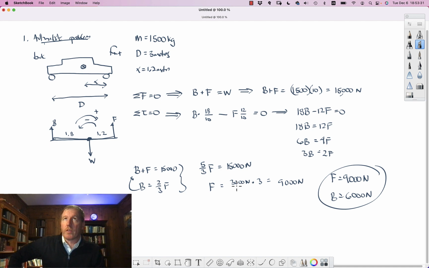Well, you take the sum of the forces as 0 and the sum of the torques as 0. The sum of the forces being 0 gives you B plus F equals W, and the sum of the torques equals 0 gives you 18B minus 12F equals 0. And you have 2 equations and 2 unknowns, the rest is algebra, and we can just solve for the force on the front and the back. Just to double check, 9,000 newtons and 6,000 newtons is 15,000 newtons, which is equal to the weight of the car.